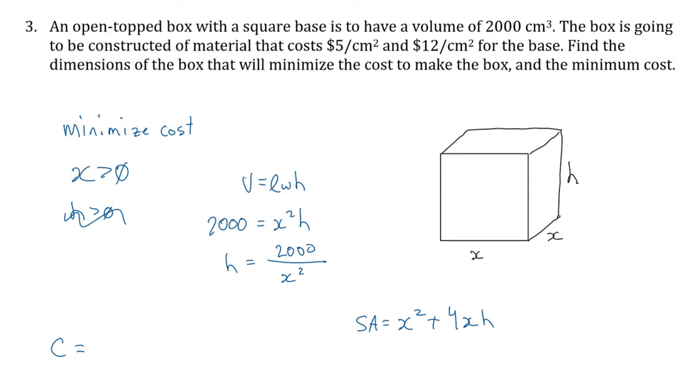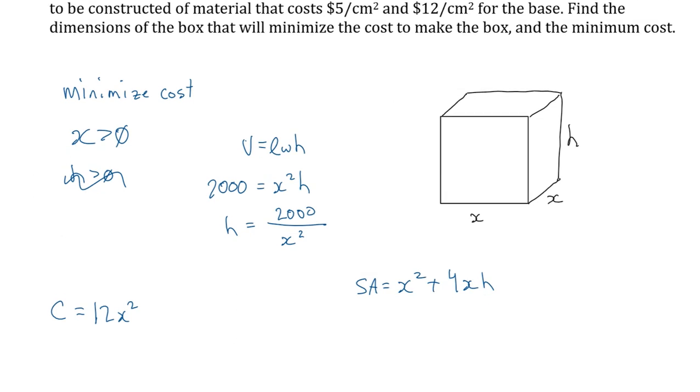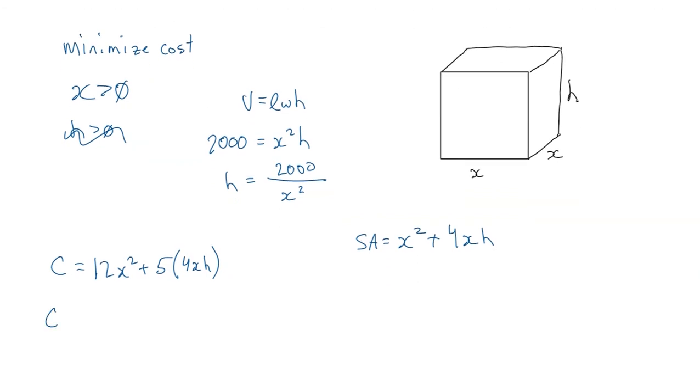If this is the base of the box, and that's going to be the centimeters squared of the base, because x times x will give me centimeters squared, then isn't this 12x squared? And the sides cost $5 per centimeter squared. So the sides are $5 times the area of the sides, which would be in centimeters squared. Now we need to write this in terms of one variable.